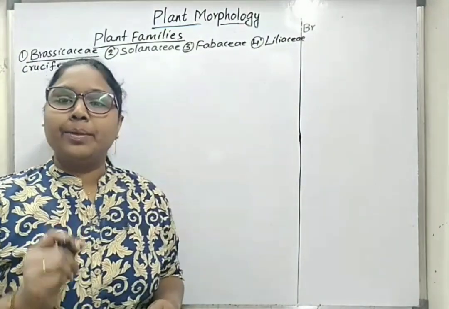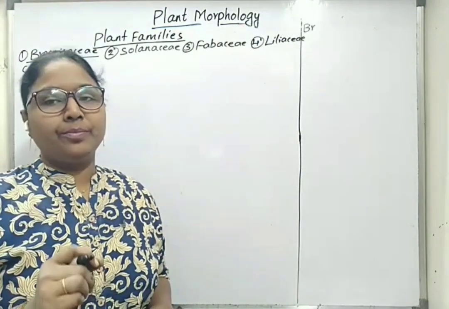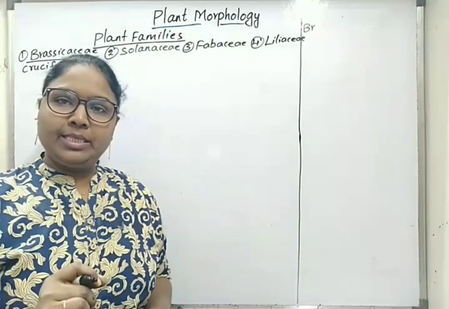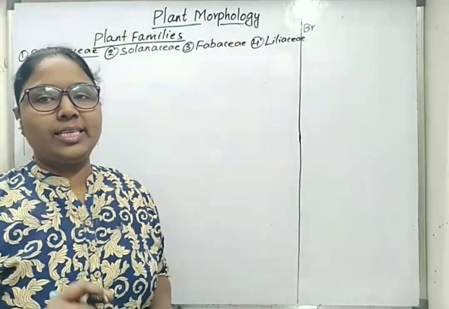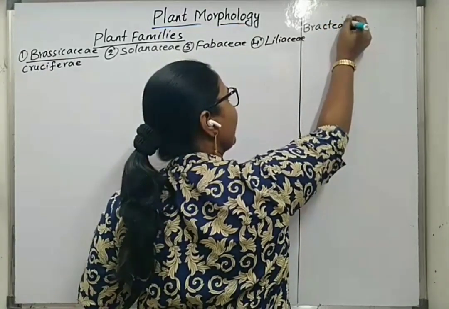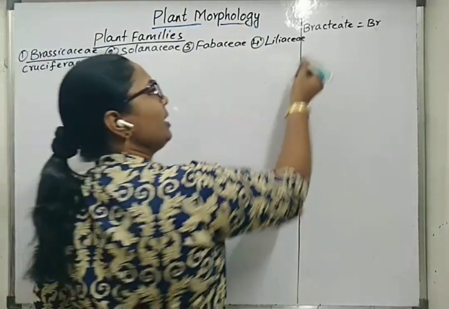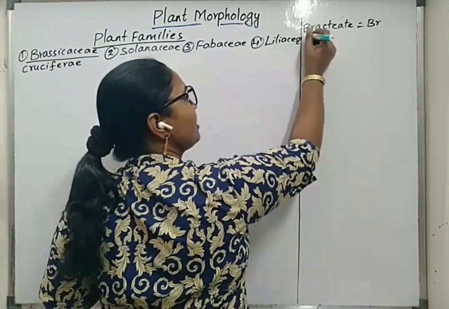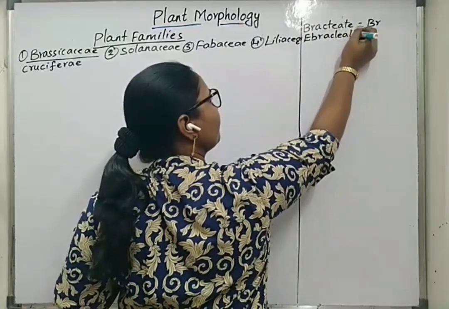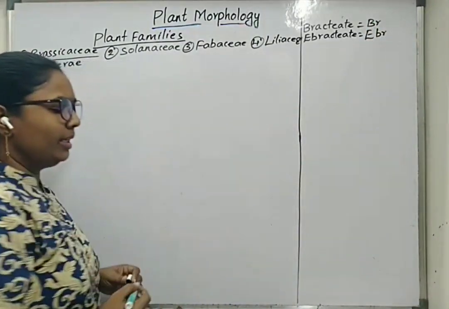What is bract? Bract is one of the modified leaves that is developed at the axil of the main leaf, and these bracts help in giving protection to the flowers from extreme conditions and insects. When bract is present, such flowers are called bracteate flowers. If bracts are absent, such flowers are called ebracteate flowers.